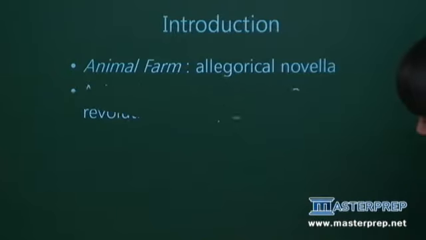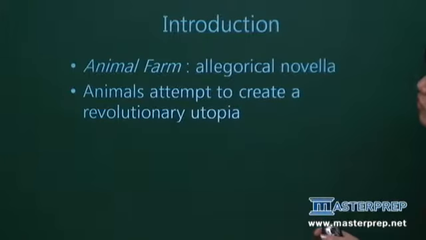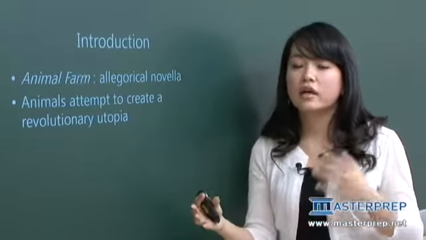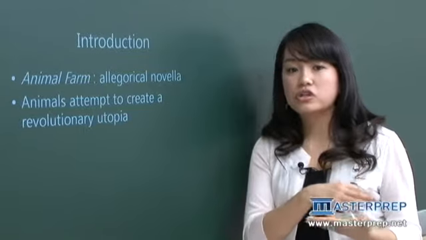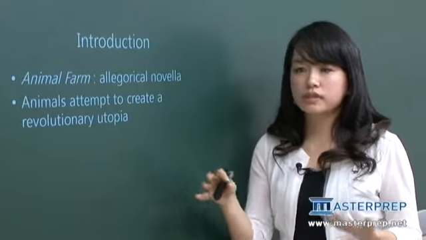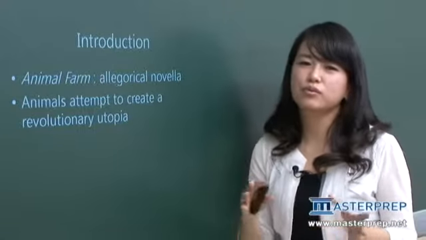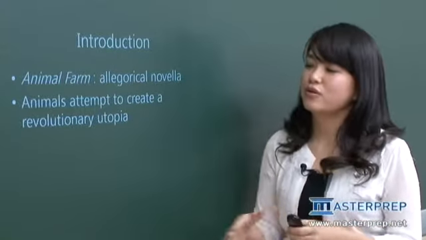Okay, so moving on. Animals attempt to create a revolutionary utopia. For other books like Fahrenheit 451, I give you a general synopsis of the book, but in this case, I'm going to give you just the basic mainframe, because as we learn about the Russian history, we will be able to see what will happen with the story, and I don't want to ruin every little detail, so here it is.